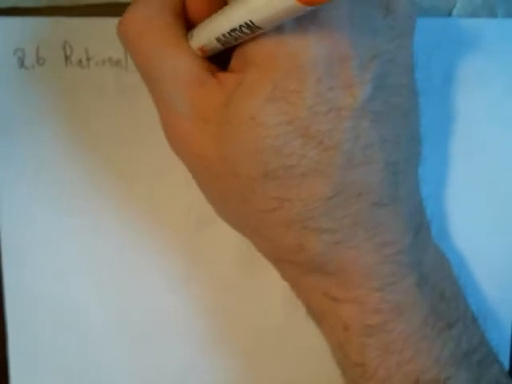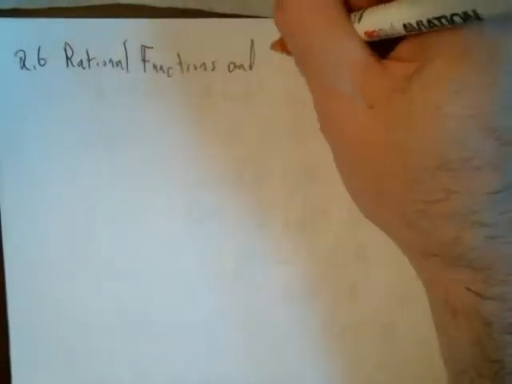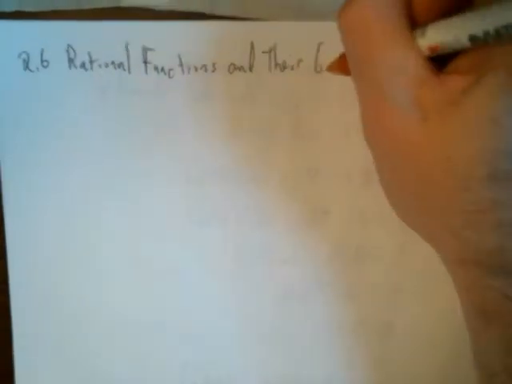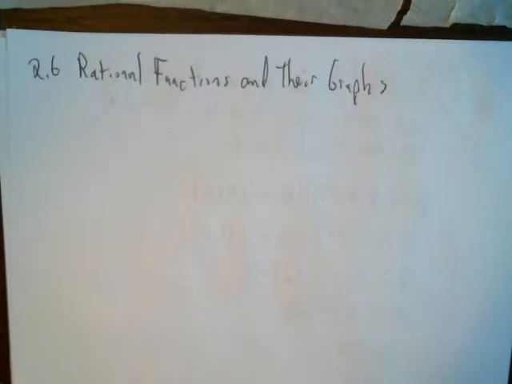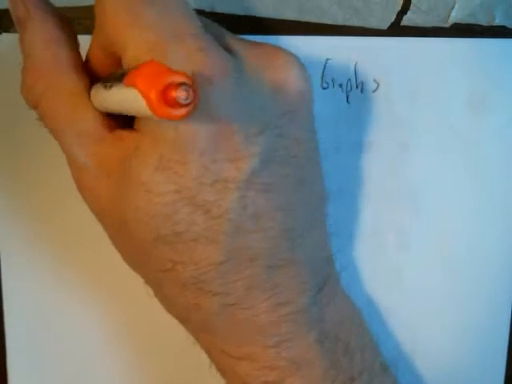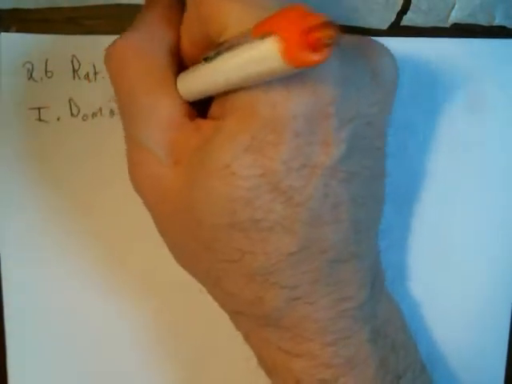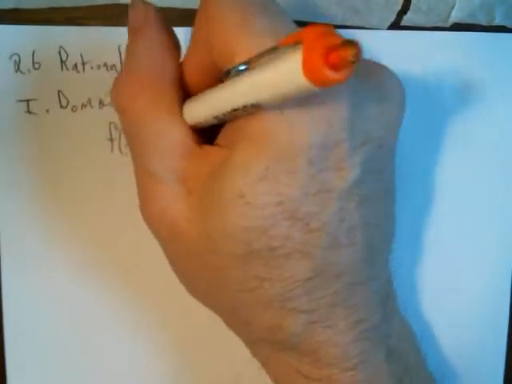Okay, so this is our next section, 2.6, rational functions now. These are a little more interesting. And first things first, the domain of these guys. So the playing field, so to speak. The objects we're looking at look like this.